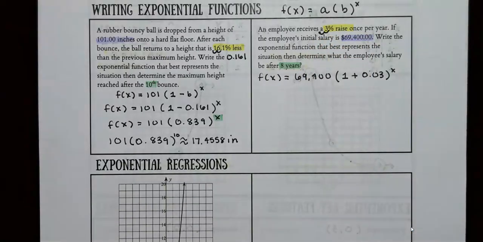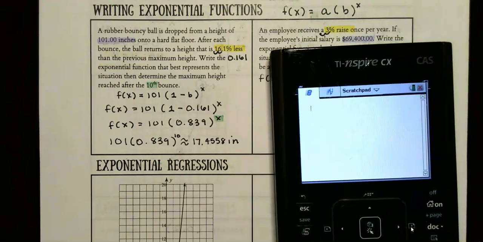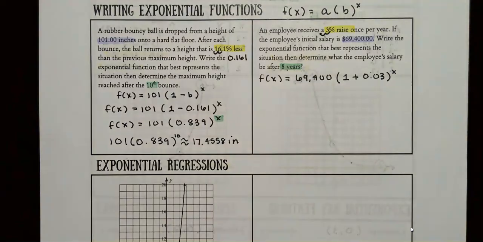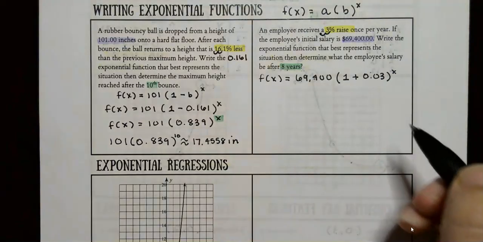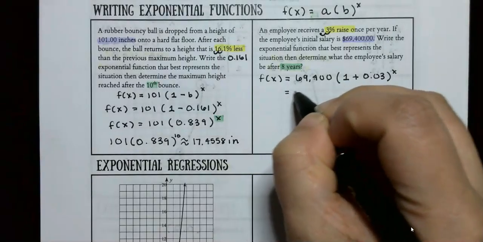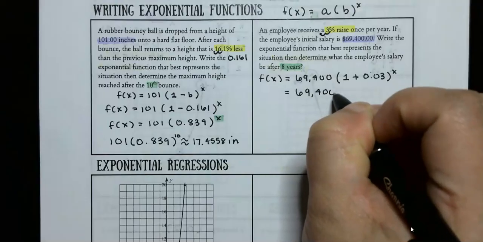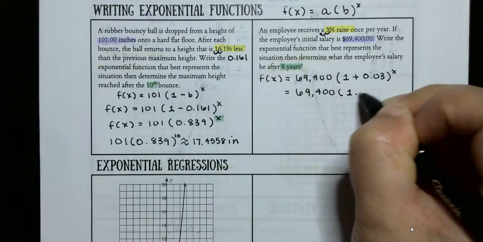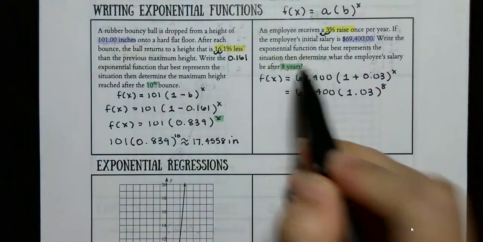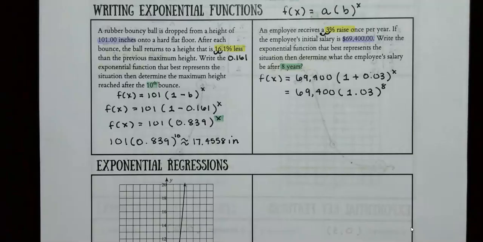0.03. And I remind you that you can use your calculator if you get confused. So if you do 3 divided by 100, it gives you 0.03. And then all we have to do is plug in the 8 right here. So I'm going to rewrite this. And that is 1.03 raised to the 8th power, because that's the 8th year. And then if we type that in, it should give us the answer we're looking for.